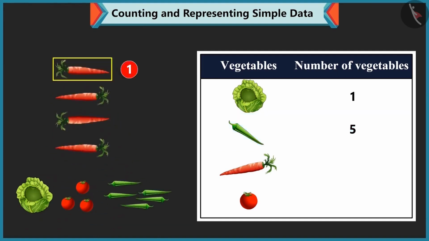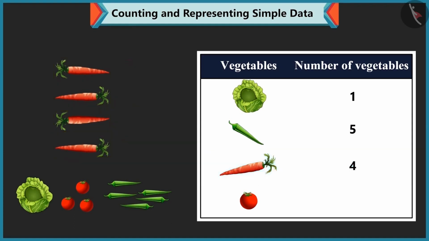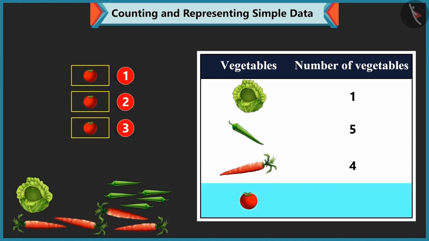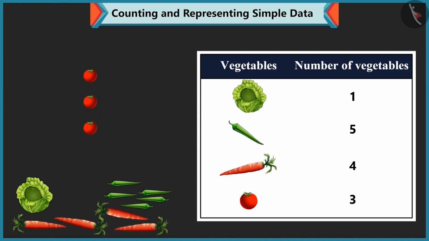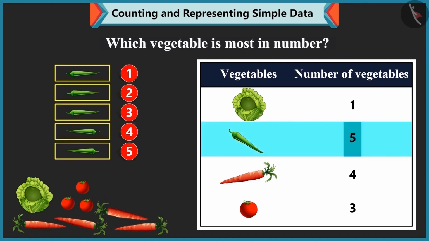Carrots are 1, 2, 3 and 4 over here. So we write 4 against carrot. Tomatoes are 1, 2 and 3 over here. So we write 3 against tomato. Okay, Bubbly. Now tell me, which vegetable is most in number? There are 5 chilies. So it is most.